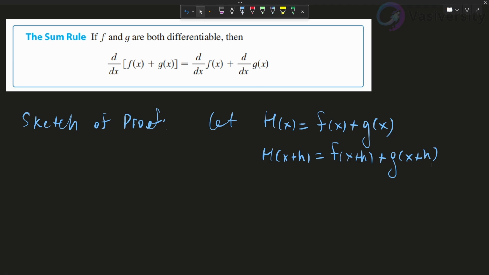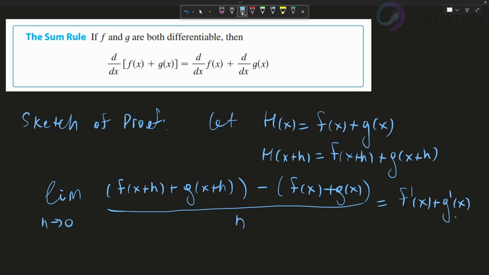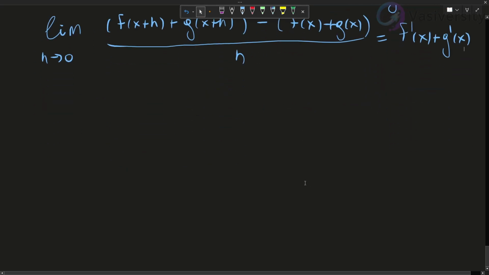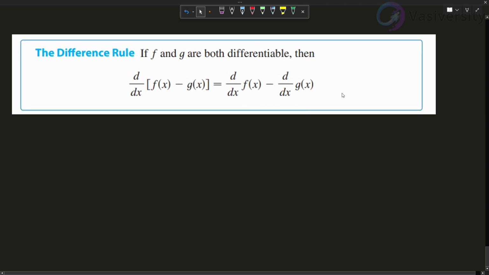Same thing, exactly the same way you can prove the difference. So here, the limit as h approaches 0 of f of x plus h minus g of x plus h, minus f of x minus g of x. If you rearrange everything, you will end up getting f prime of x minus g prime of x. So watch out for signs and don't make algebraic mistakes. So the difference rule is as follows: if f and g are both differentiable, then we can use the difference rule.